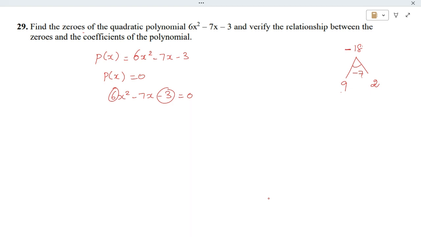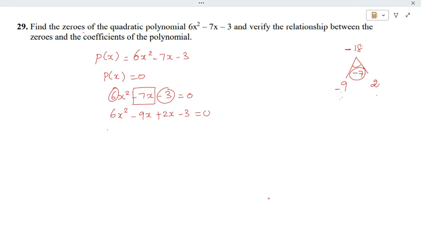So what do I have to do? I have to change any one of the signs to negative. And you can see here it is minus 7, so the greater number should have the minus. Now 6x square minus 9x plus 2x minus 3 equal to 0. So what I'm doing is splitting the middle term minus 7x as minus 9x plus 2x. Isn't it? Whatever pairs I got here.